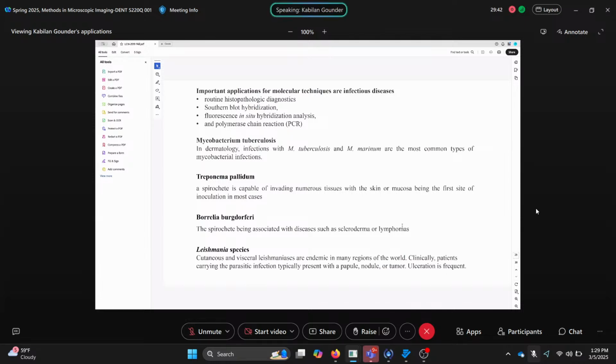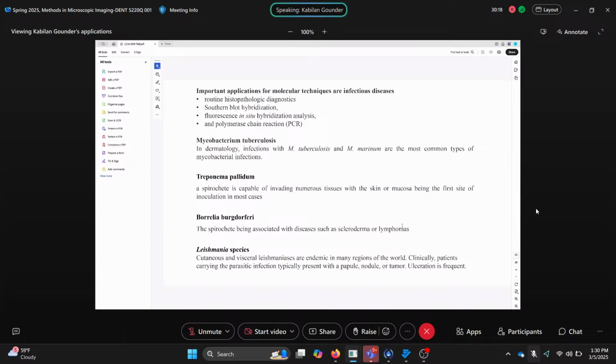One example is Mycobacterium tuberculosis, in dermatology. Infections with Mycobacterium tuberculosis and Mycobacterium marinum are the most common types of mycobacterial infections. The second one is Treponema pallidum, a spirochete capable of invading numerous tissues, with skin or mucosa being the first site of inoculation in most cases.